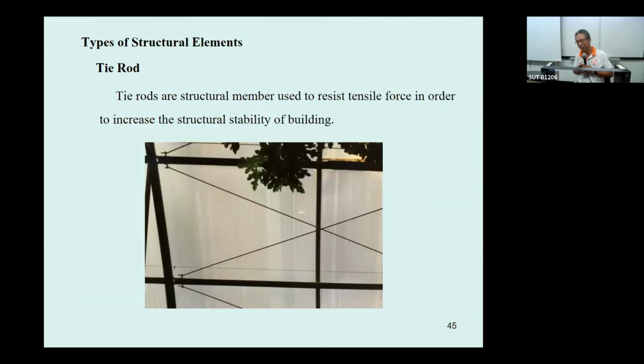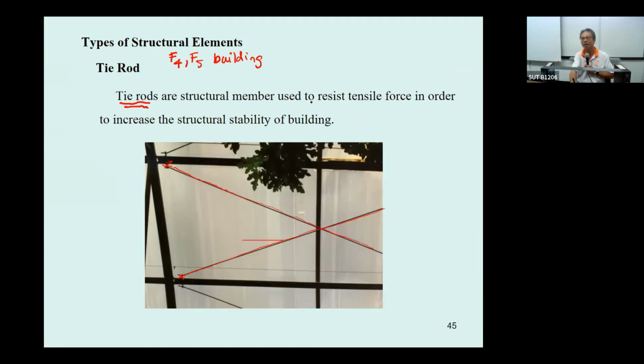Okay, now let me go to a typical structural member. First one, we start from the roof. If you come to the F4 or F5 building at this university and take a look at the roof, you will see the steel rods that have the X shape crossing between the structure. This one we call the tie rod.